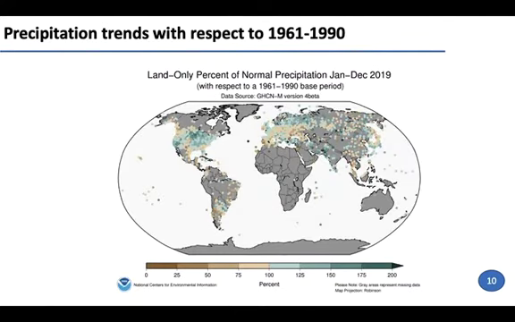Along with the change in temperature, we have change between 1961 and 1990 and 2019. We have changes in precipitation patterns. Certain areas are having less precipitation, other areas are having higher precipitation. The issue also is flash flood, which means that we're getting, even if we get the same amount of precipitation, but we get it in a very short time compared to what used to happen before.